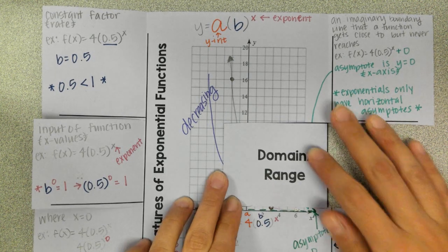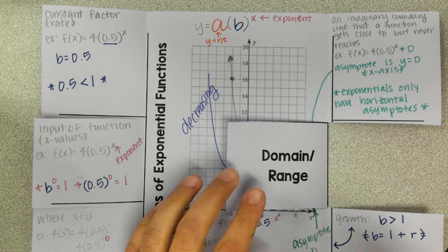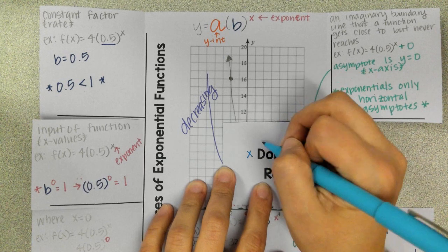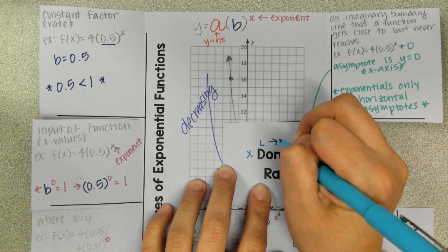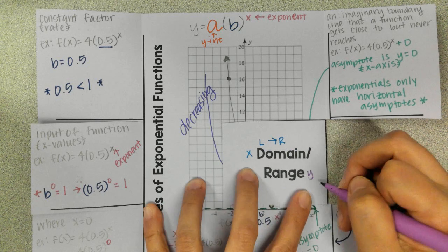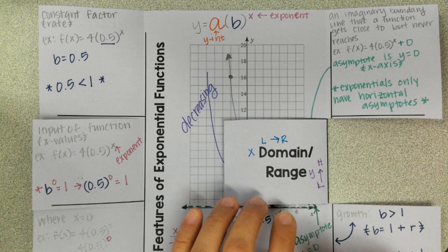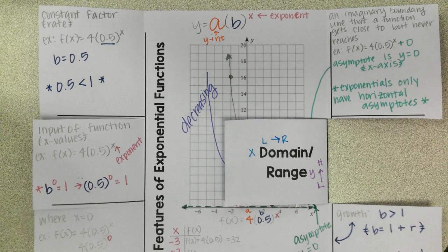Next, we're going to look at domain and range, and this is the exact same as any other time we've done domain and range. Domain is your x values, and they go from left to right, whereas range is your y values, and they go from low to high, bottom to top, however you recall them.